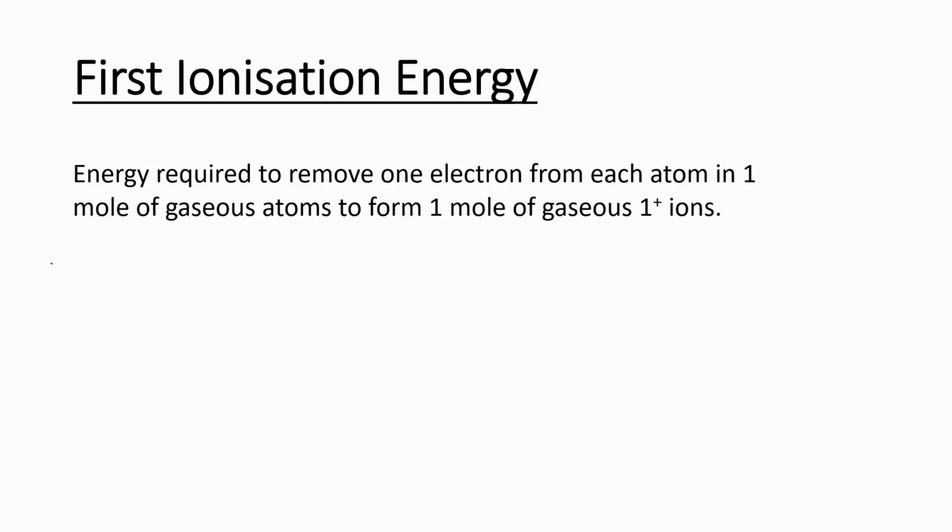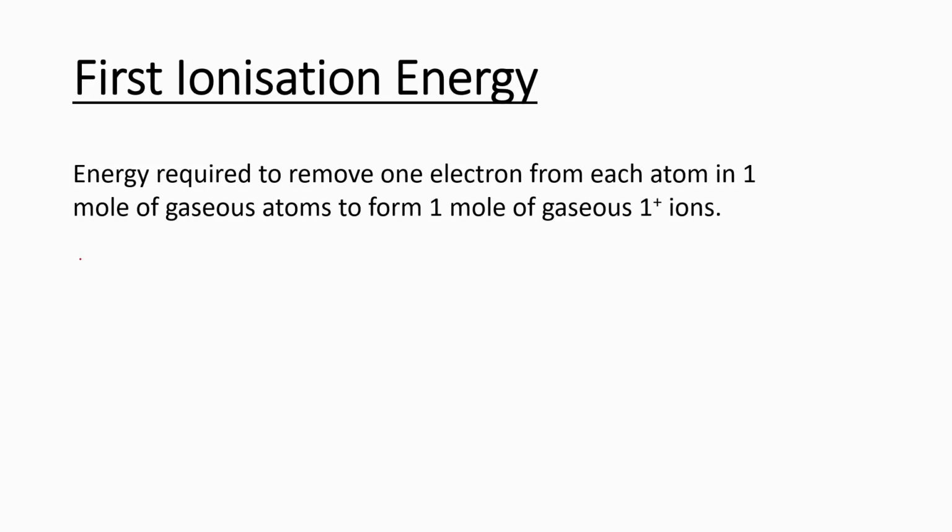energy. And this is the energy required to remove one electron from each atom in 1 mole of gaseous atoms to form 1 mole of gaseous 1 plus ions. So in essence, you've got 1 mole of atoms, and the state symbol is important. They need to be gaseous. They need to be separate atoms for them to be ionized. From each atom, you're removing 1 electron, and you form 1 plus ions.